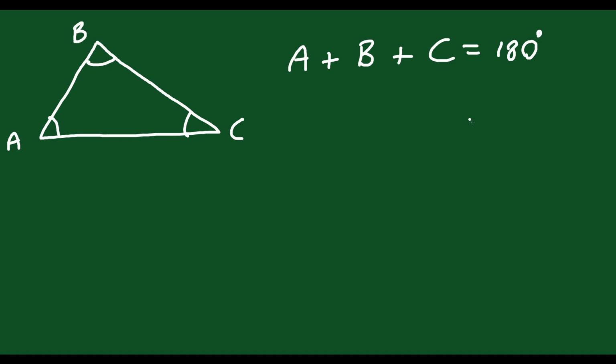Interesting fact about triangles. So if you had a protractor and you measured each one of these angles, and you added them up, you'd get 180 degrees every time.